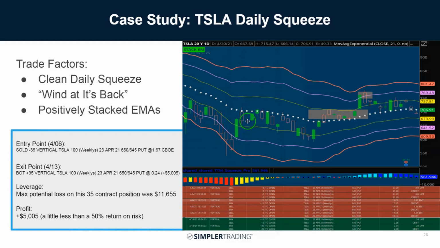Let's run Tesla here through the ringer. So we have our daily squeeze. We can see with our 21 EMA and our Keltner channels, we're right at the buy zone. Hey, this fits the bill. Perfect. So on this Tesla trade on April 6th, I sold a put credit spread with short strikes at 650. And a couple of days later, squeeze fires. What do we do? We moved from the 21 about 2 plus ATR to the upside. That's the move I'm looking for. So I sold that spread at $1.67, and then as it hit the target here, I'm buying it back for 24 cents. So that was good for a $5,000 profit.